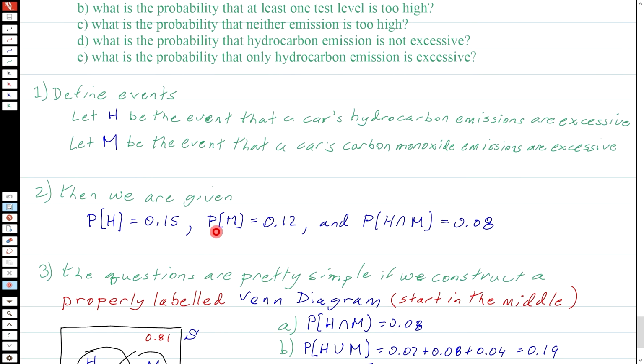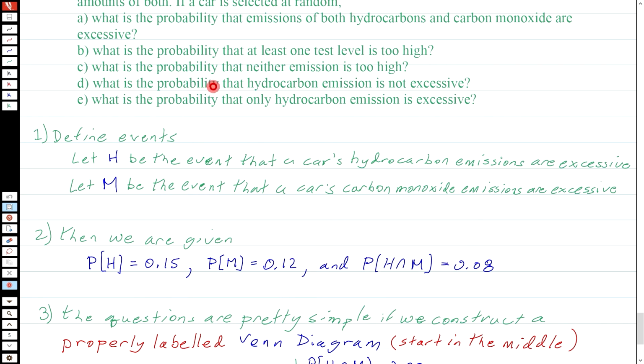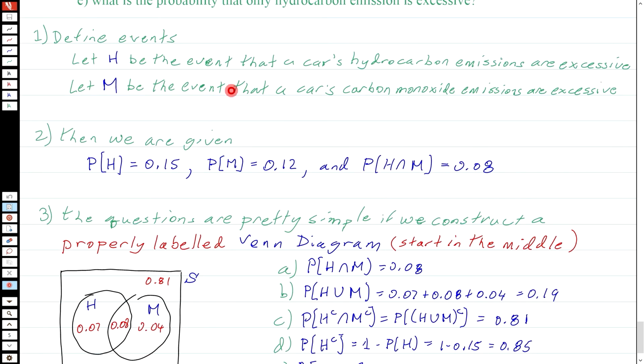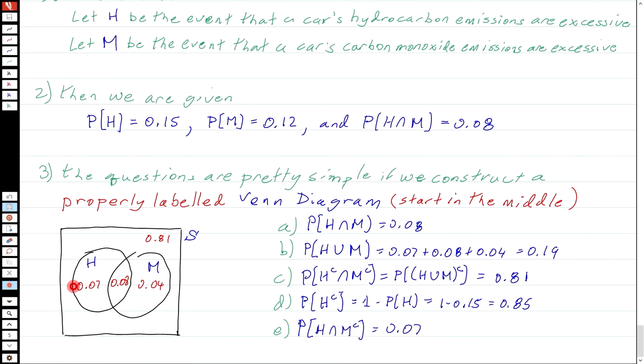Then part D is what is the probability that hydrocarbon emission is not excessive? So this is H complement. That's everything outside of H, which is going to be 0.81 plus 0.04, which gives me 0.85. Another way of putting this is 1 minus probability of H. We know probability of H is 0.15, so 0.85. We get this in two different ways.